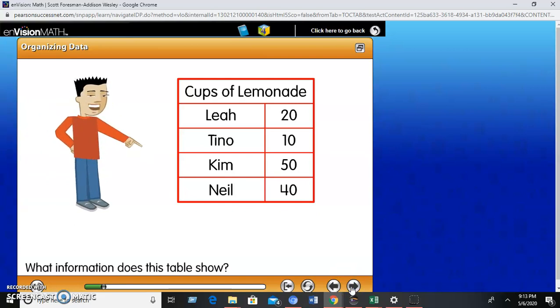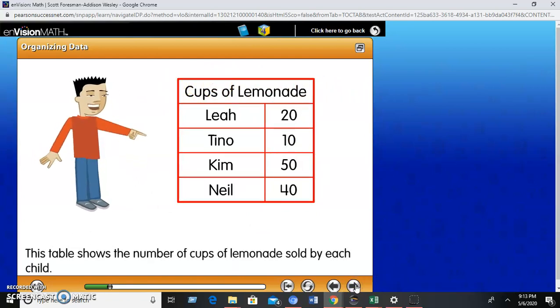What information does this table show? It tells us what? The title here says Cups of Lemonade. This table shows the number of cups of lemonade sold by each child.